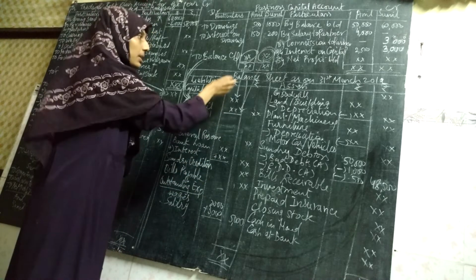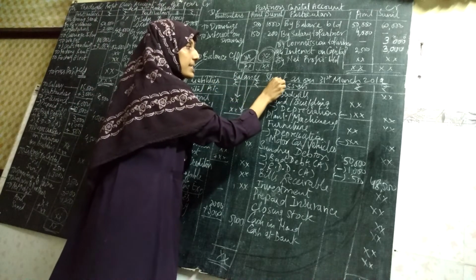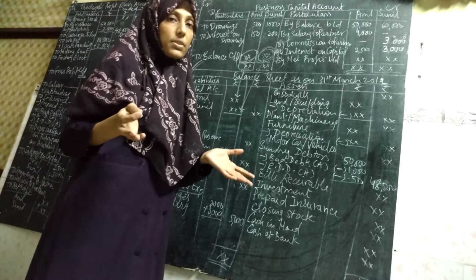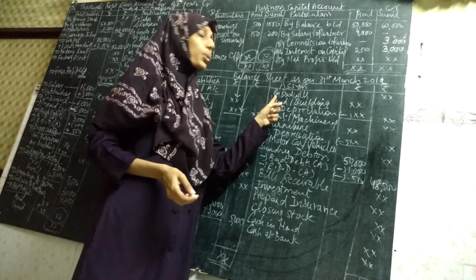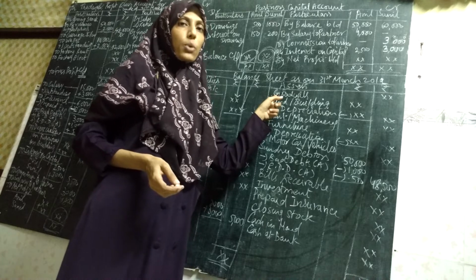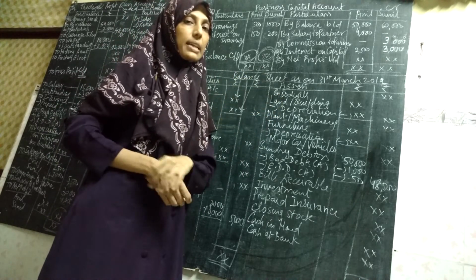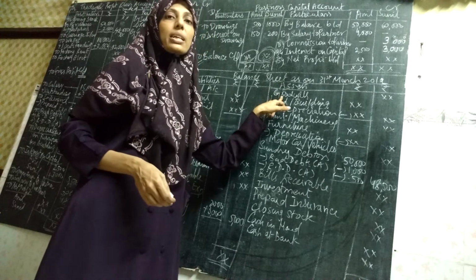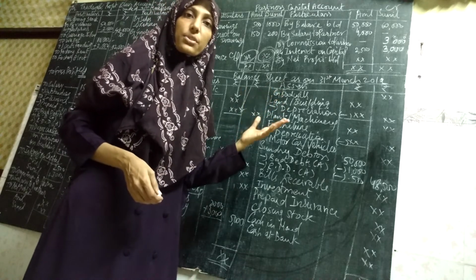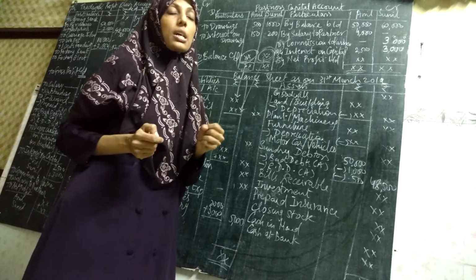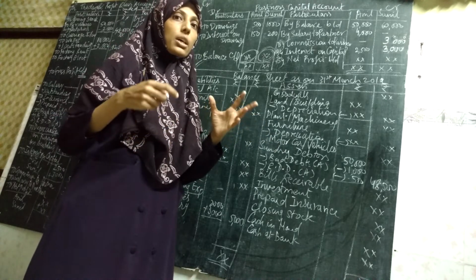So I'll start with the asset side. What are the assets? Assets are the properties of the businessman. Number one, goodwill. What is goodwill? In 11th standard we did a very brief part of goodwill. Goodwill is the name, the fame, the reputation of the businessman which he has earned with his own hard efforts. In the market he has got some reputation.